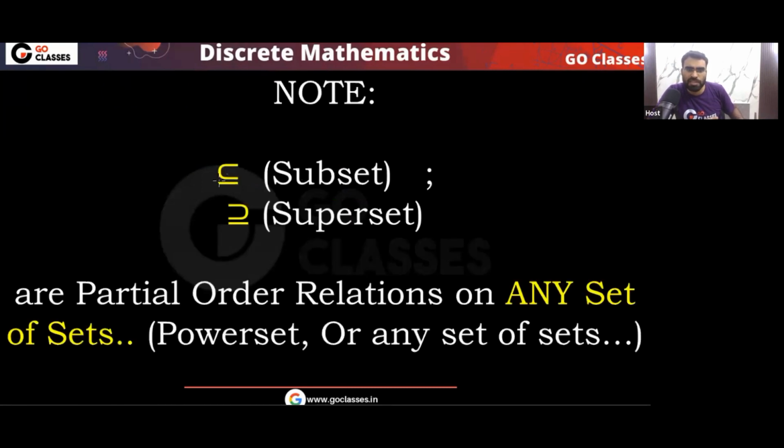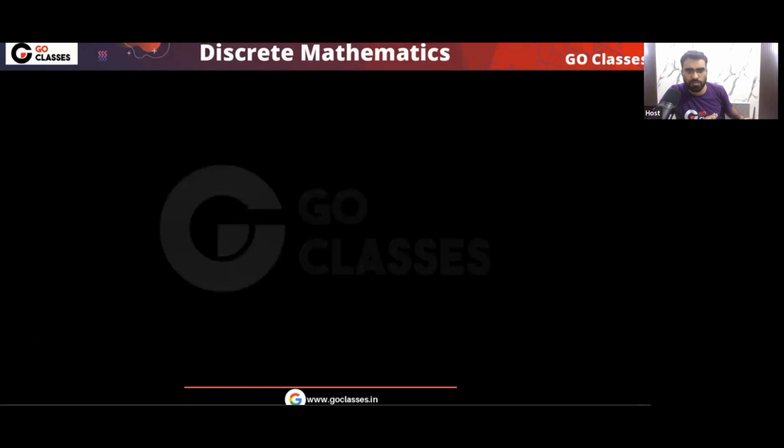So remember, tell me one thing. These relations are partial order relations, meaning reflexive, antisymmetric, transitive, if your base set is any set of sets, yes or no? Your base set can be a power set, or it can be any random set of sets. In that situation, these relations are going to be partial order relations. Is this clear? Please tell me. In this situation, these relations will always be partial order relations. Okay, let's move on now.